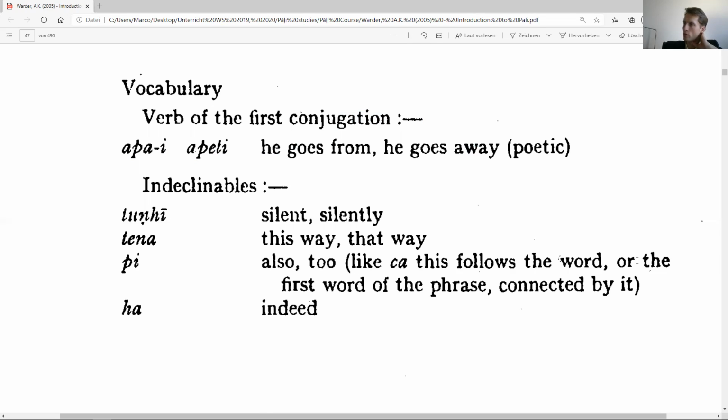This follows the word or the first word of the phrase connected by it, hence it is an enclitic. That means it cannot stand by itself. It always leans on the previous word. And at last, ha, meaning indeed.